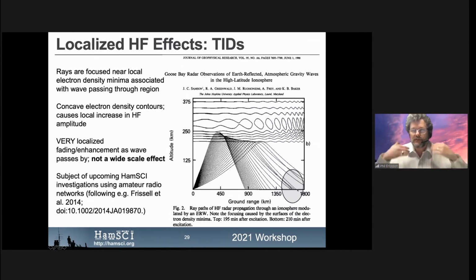Carl referred to hearing fading. Anybody who's listening to a shortwave broadcast signal from overseas will hear sometimes fading. A lot of that can be driven by TIDs, but it's localized, okay? It's not necessarily a wide-scale event. These kind of TIDs are the subject of upcoming investigations in our community, as other people have talked about, and as we'll be doing, I leave the reference to Nathaniel Frizzell's 2014 paper as an example.